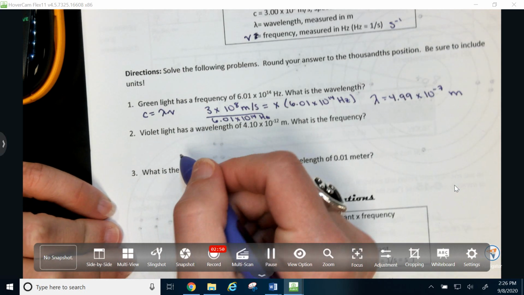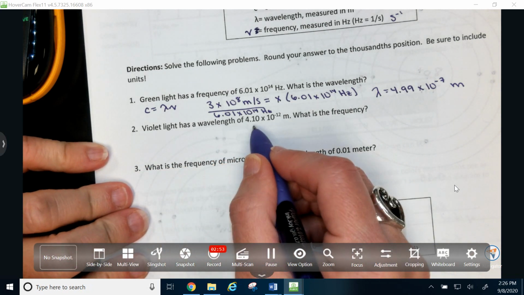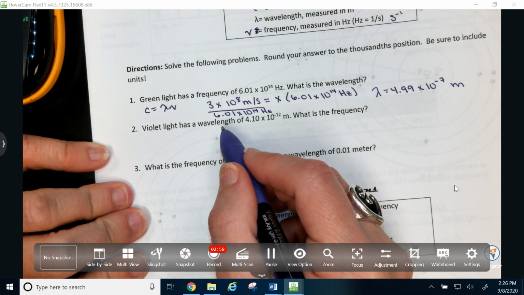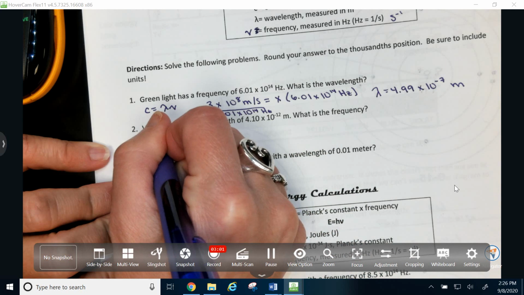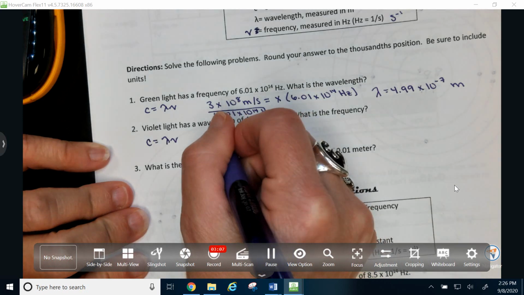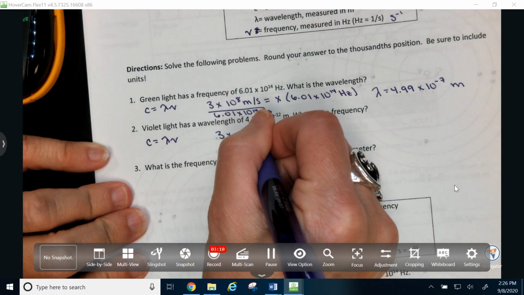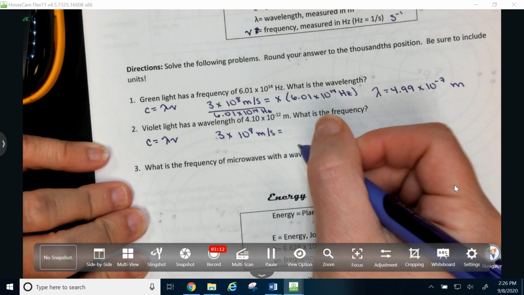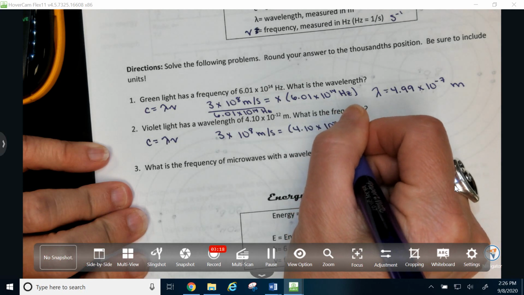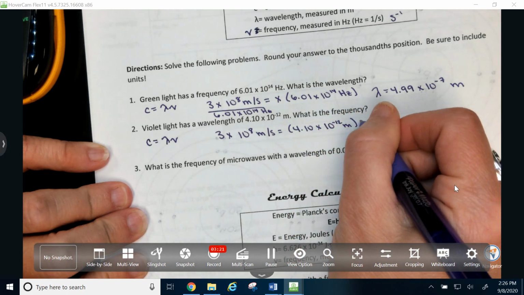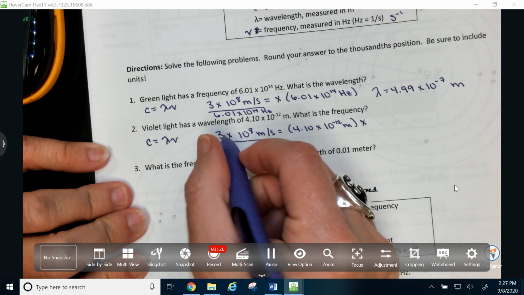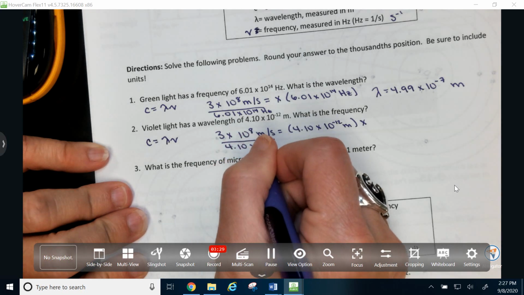For number 2, violet light has a wavelength of 4.10 times 10 to the -12. What's its frequency? Since it's talking about wavelength and frequency, we know we're going to use our speed of light formula. So speed of light is equal to wavelength times frequency. Our speed of light is always the same, 3 times 10 to the 8th meters per second. Our wavelength is going to be 4.10 times 10 to the -12 meters, and our frequency is our unknown. So to solve for frequency, we divide both sides by 4.10 times 10 to the -12.